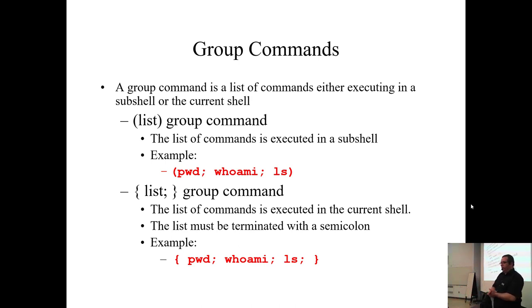So, if you want to output a series of commands and have all the output happen at once, one after the other, you'd start with a bracket. For example, present working directory, who am I, and ls. So, it'll show where you are, double check who you are, and output the content.